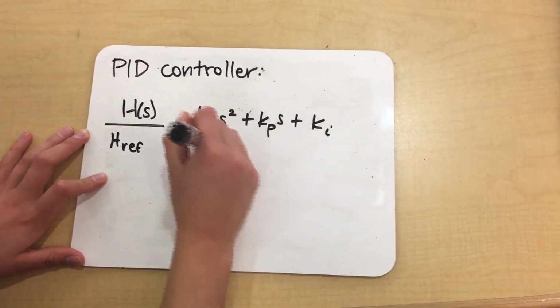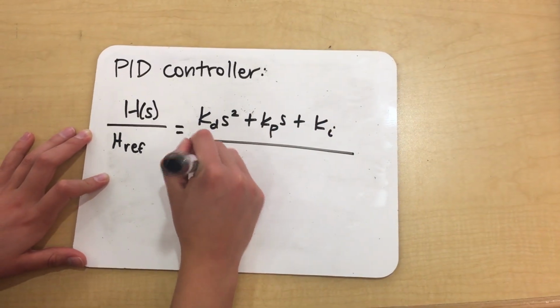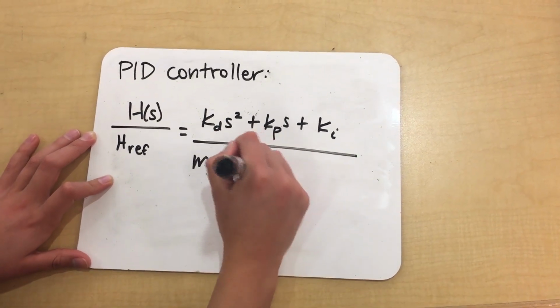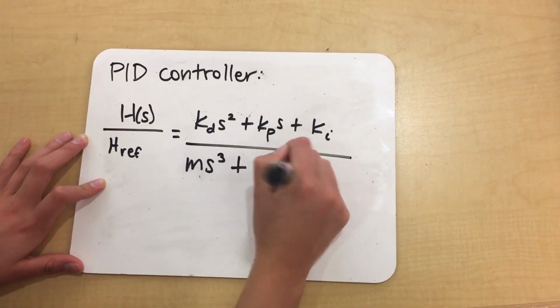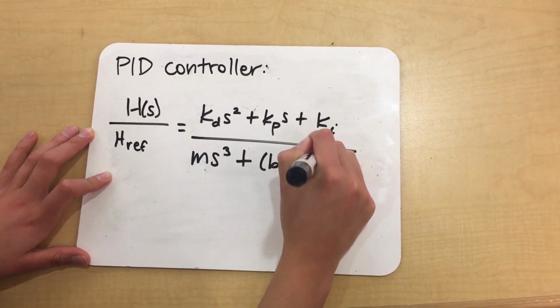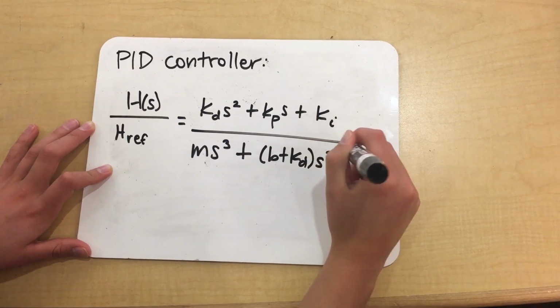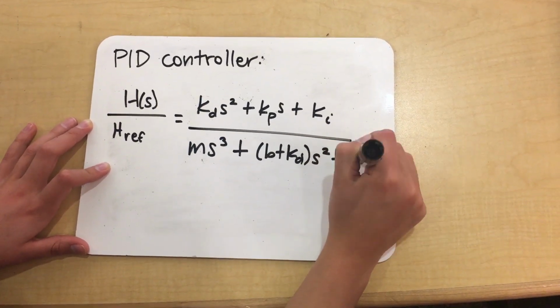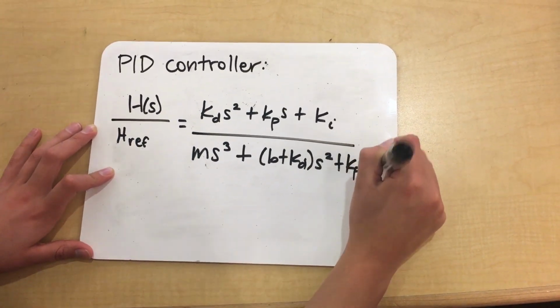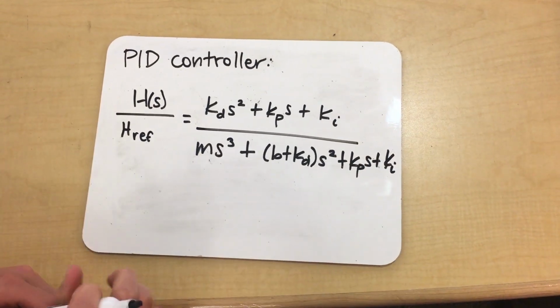The parameters will each affect our system in different ways. The P controller will reduce rise time, but it will also increase overshoot. The D controller will increase stability and improve the transient response. And the I controller will eliminate the steady-state error while making the transient response worse.